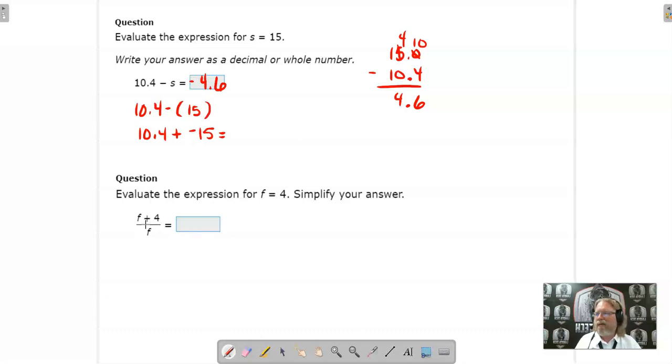On the next one, I have f plus 4 over f, and here we have f is equal to 4. So some number plus 4 over 4. I'm going to go ahead and plug that in for now. And I end up with 4.